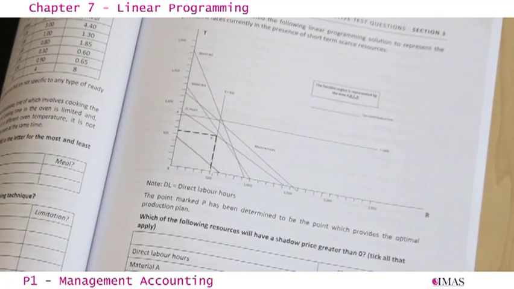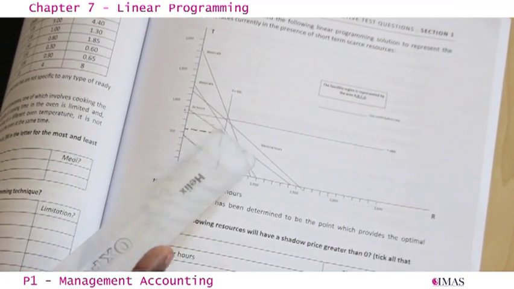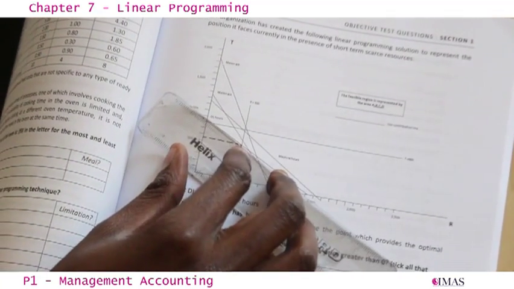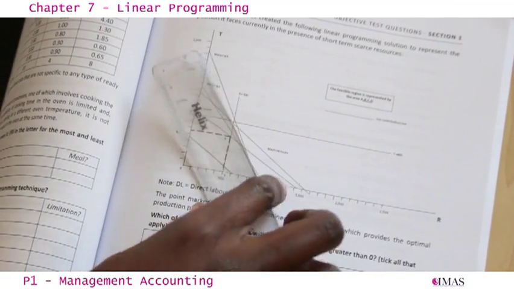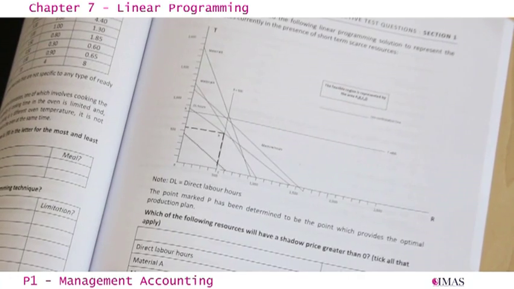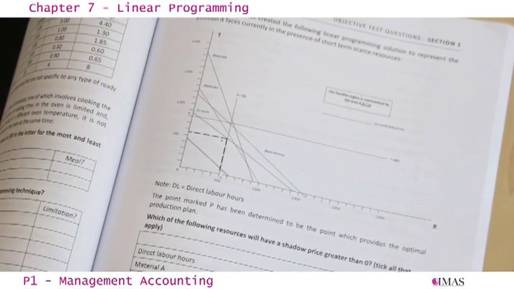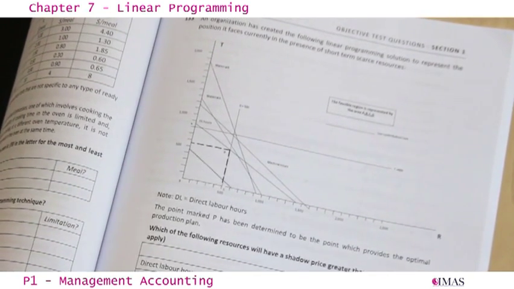On a demand constraint, you cannot have a shadow price. So here, we're only going to have a shadow price on direct labor hours because it's the direct labor hour line that is meeting with R = 500. Since these 2 lines are meeting, one is a resource constraint and the other is a demand constraint. We're only going to have a shadow price on the resource constraint. So the only line that is going to have a shadow price is direct labor hours.